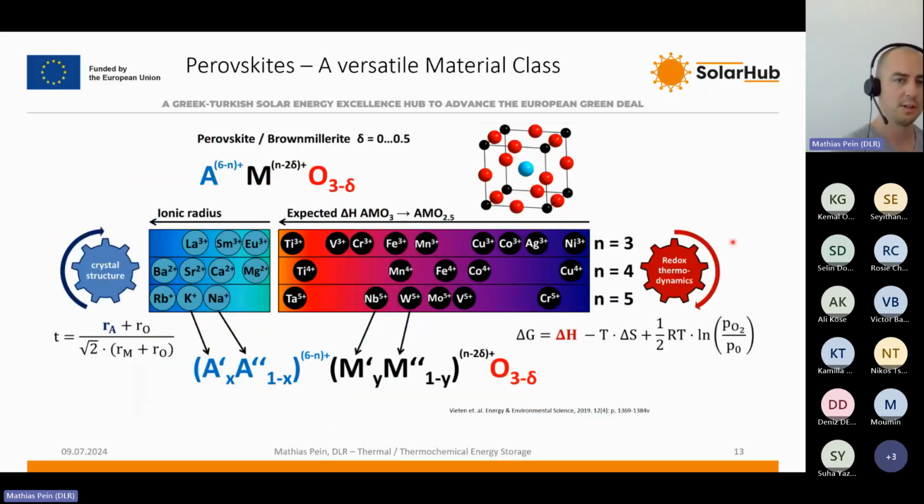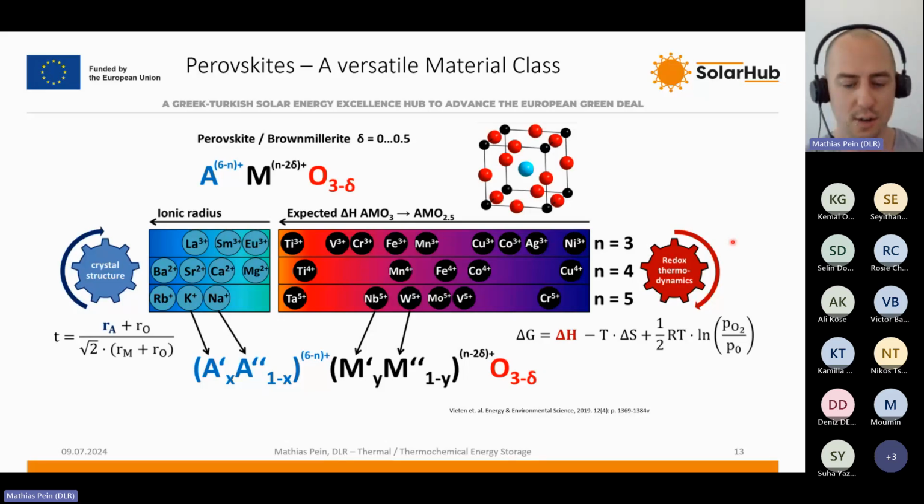So as already mentioned, the principle of non-stoichiometric redox oxides led us in the past years to the perovskite material class. It's essentially a multi-cation oxide. It's a material class that is defined by its crystal structure.